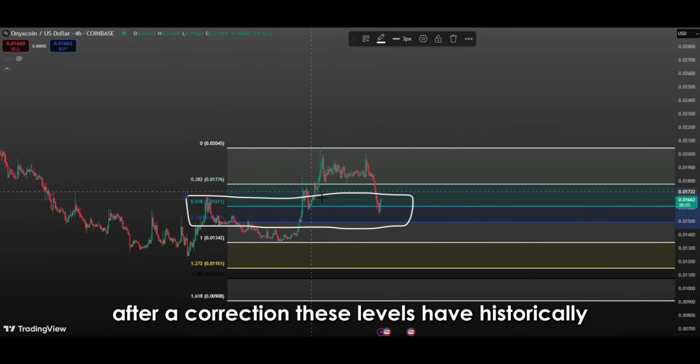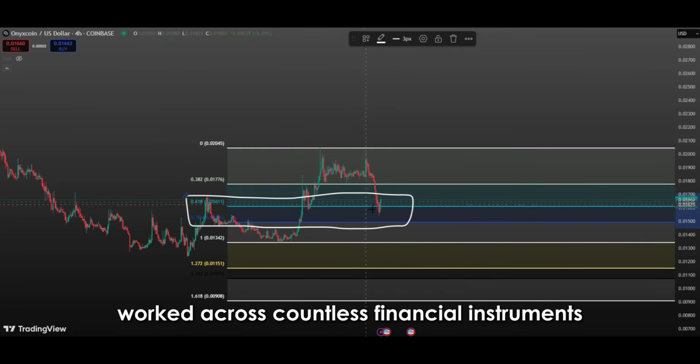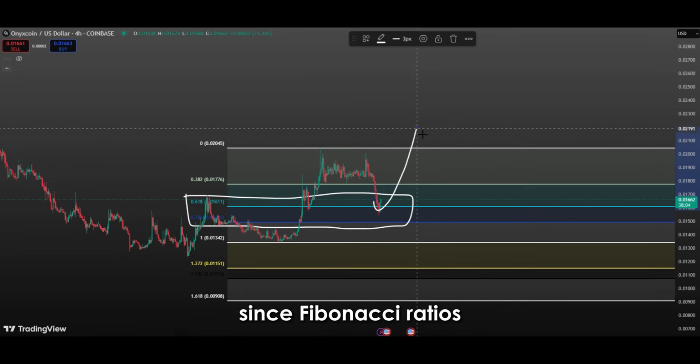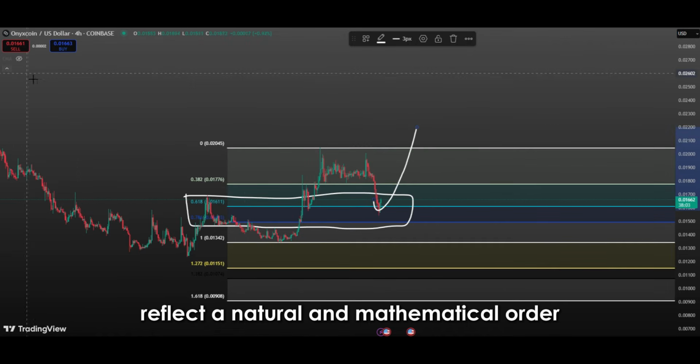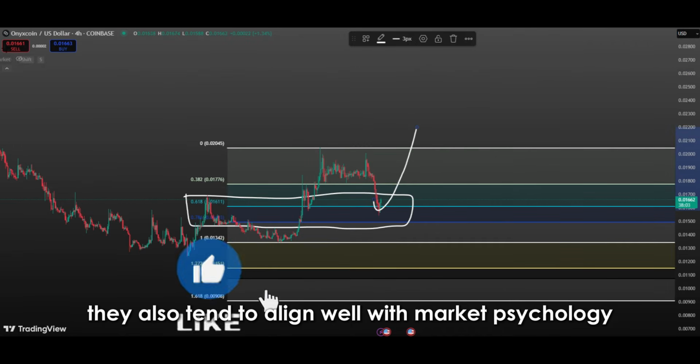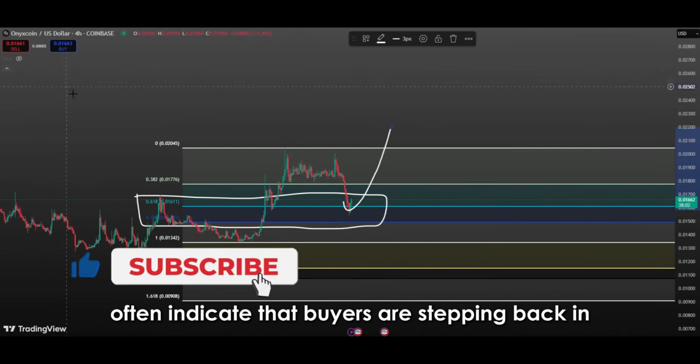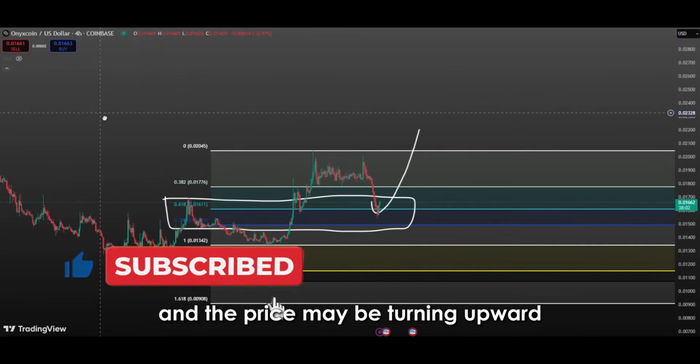These levels have historically worked across countless financial instruments and are seriously taken into account by the majority of investors. Since Fibonacci ratios reflect a natural and mathematical order, they also tend to align well with market psychology. Reactions from these levels often indicate that buyers are stepping back in and the price may be turning upward.